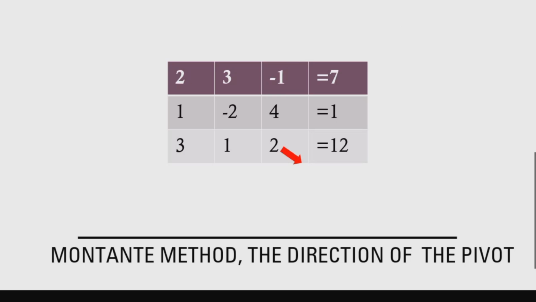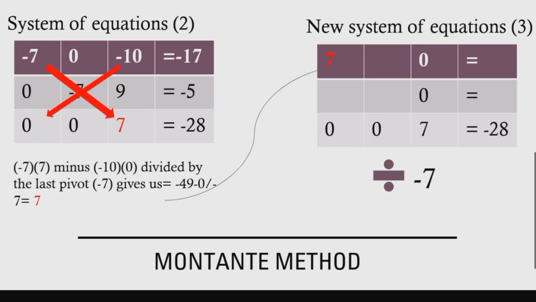All right, then we've got the new direction of the pivot that is in the bottom right. To find the top left value, we've got to use the pivot and correct it to the value that is on the top, right? It's minus 7 times 7 minus 10 times 0, that is going to give us 7, that is divided by the pivot, that is 7.